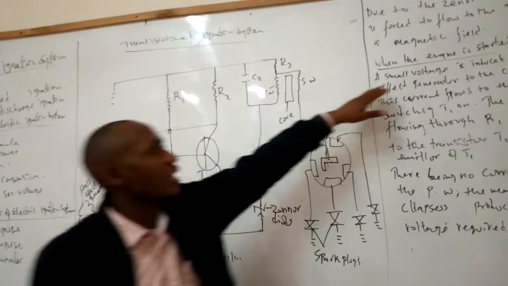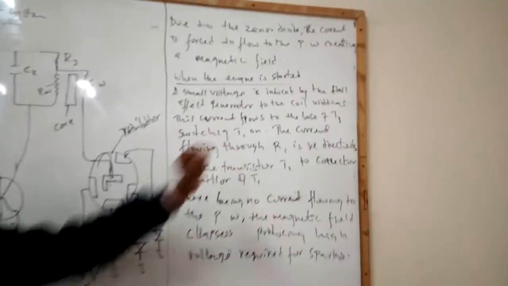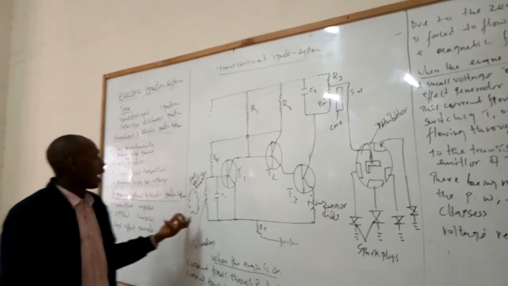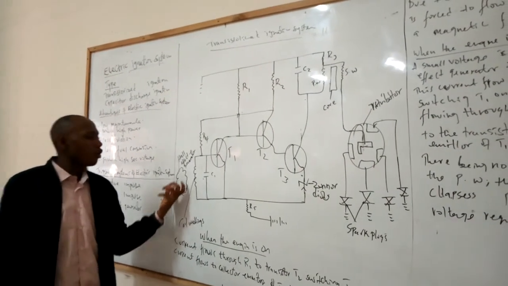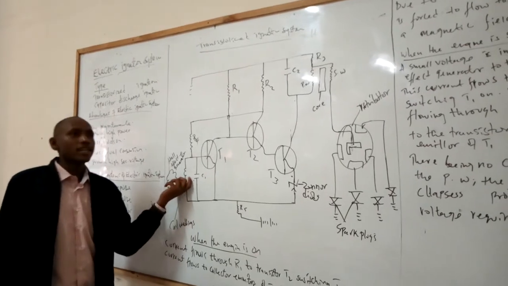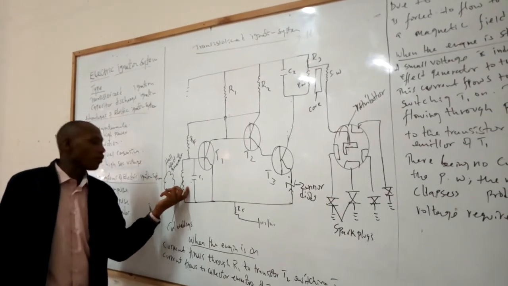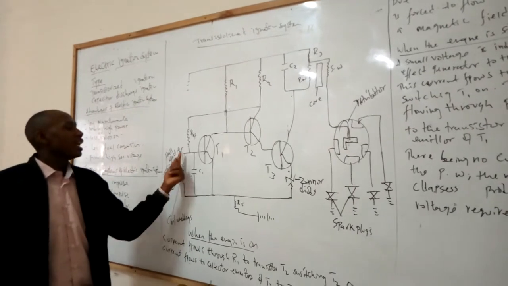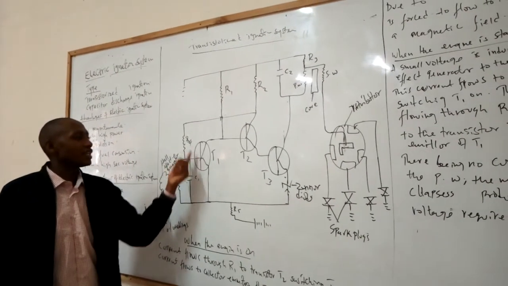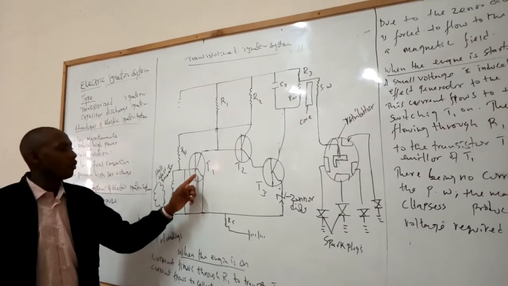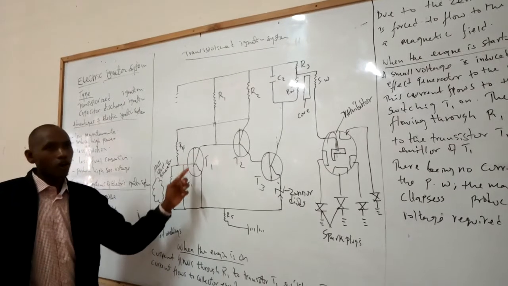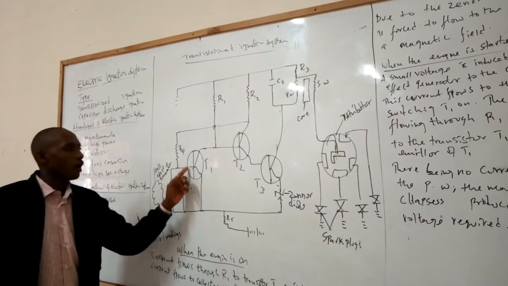When you move to when the engine is started, a small voltage is induced by the Hall effect generator to the coil winding. This small voltage moves to the base of transistor T1, switching transistor T1 on.